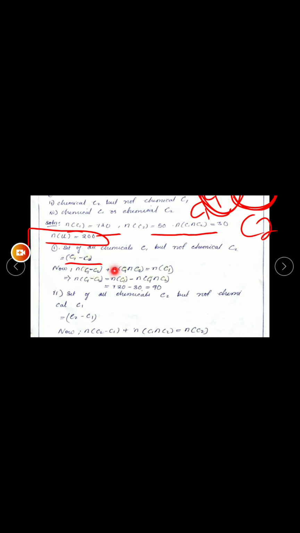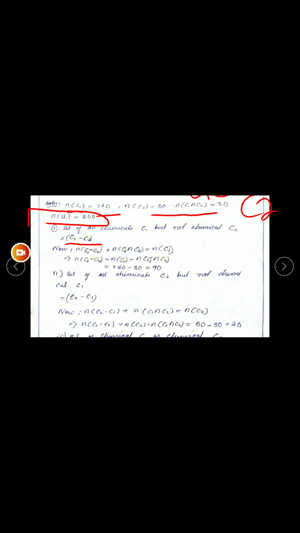We will move N(C1 intersection C2) to the right hand side. The sign will change from plus to minus. So N(C1) value is 123, N(C1 intersection C2) is 30, so the answer will be 90.